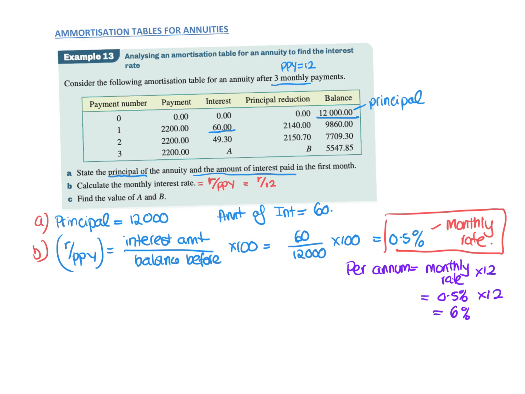So then C is find the values of A and B. So you can see A is interest, and B, up here, A is interest and P is the principal reduction. So off we go. So we know that interest amount, I'm going to start abbreviating now, which they're calling A in this example, is you do the rate over the PPY over 100 times the balance before.